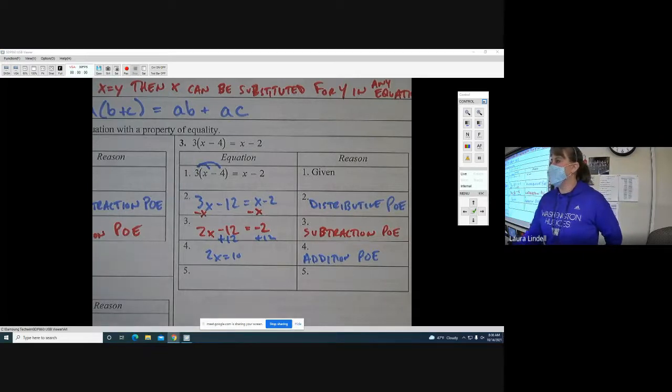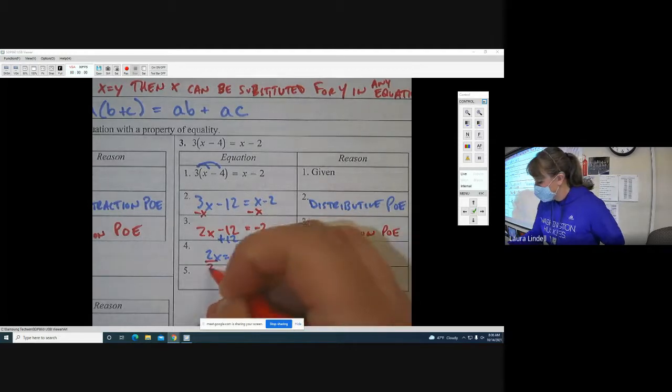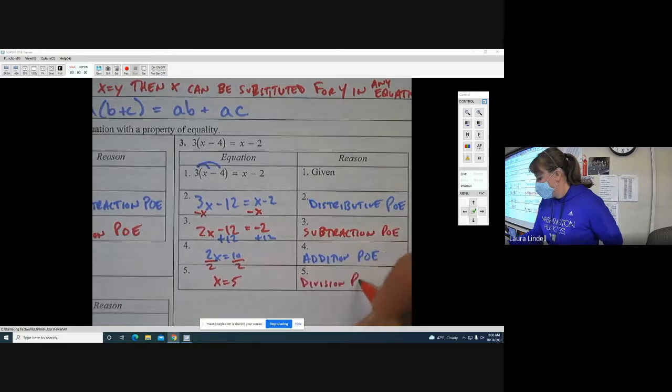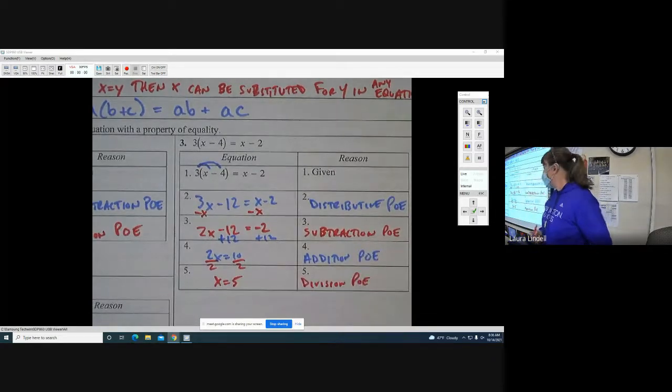All right. And then what's my final step? Divide by 2. With our division property. Okay. So those are our properties of equality. Those are algebraic proofs. Once you have that, go ahead and turn the page. We're going to learn about 3 more properties.